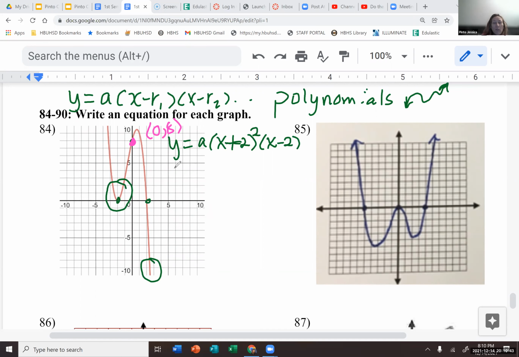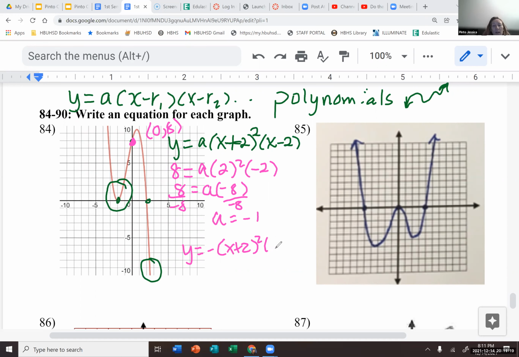So that's going to be 8 for the y value is equal to a, and then 0 plus 2 is 2 squared, and then 0 minus 2 is negative 2. So I'm just running through plugging in 0 for x. So 2 squared is 4, and then 4 times negative 2 is negative 8. Oh, all this work, and a is equal to negative 1, because if I divide by negative 8, I just get negative 1. So I've got y is equal to negative, and then x plus 2 to the second power, x minus 2.